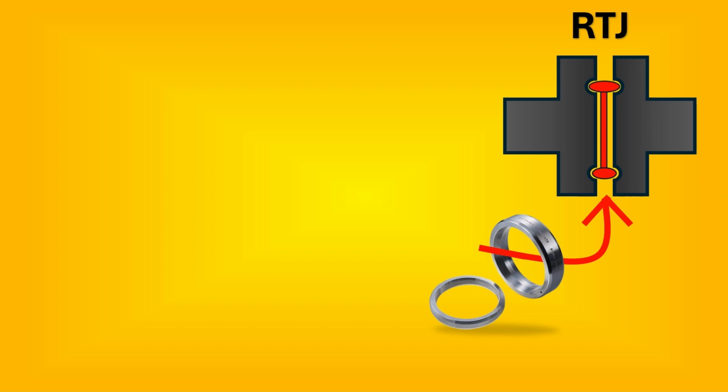In an RTJ, a metal gasket is used. So for example, let's take this as a metal gasket, and that is being put in between the two flanges. This metal gasket sandwiched between the two flanges is what is called an RTJ gasket. Now RTJ has a variety of types.